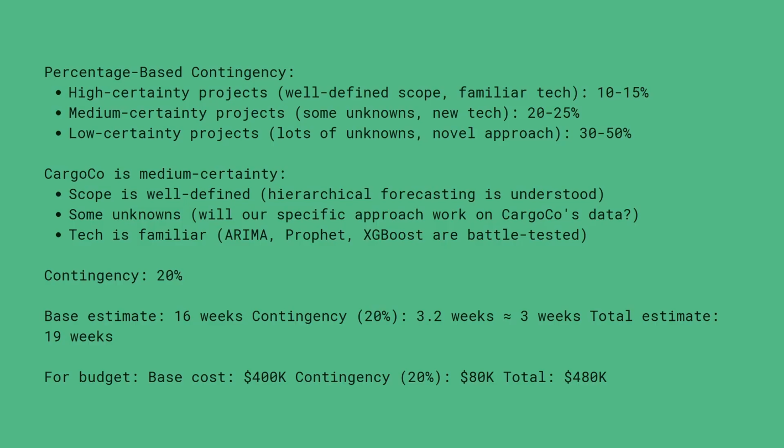Base estimate is 16 weeks. Contingency of 20% adds roughly 3 weeks. So the total estimate becomes 19 weeks. For budget, base cost was $400,000. Contingency of 20% would add up to $80,000. So $480,000 is your estimate.